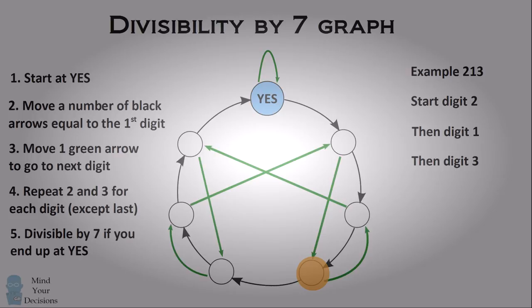But actually this graph can not only tell you whether a number is divisible by 7, it can actually tell you the remainder. If we label the circles 1, 2, 3, 4, 5, and 6, we've actually found out that 213 has a remainder of 3 when dividing by 7. So this is a really cool graph. You can tell whether a number is divisible by 7, and you can actually figure out its remainder just through a series of following black and green arrows.